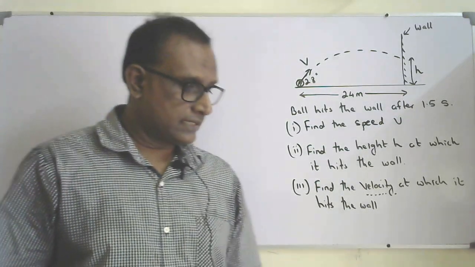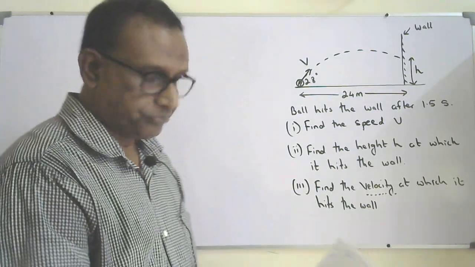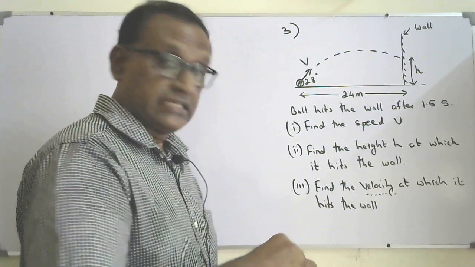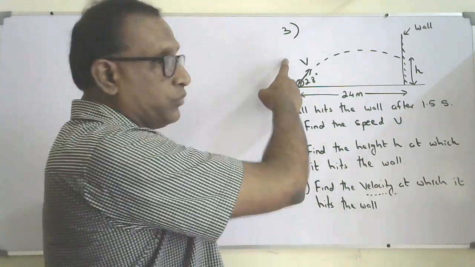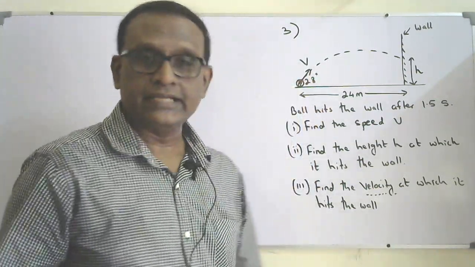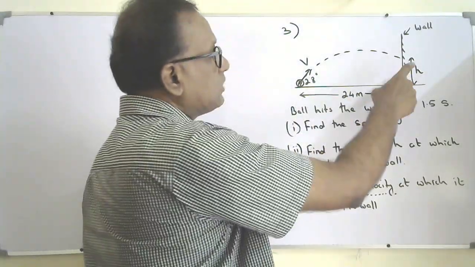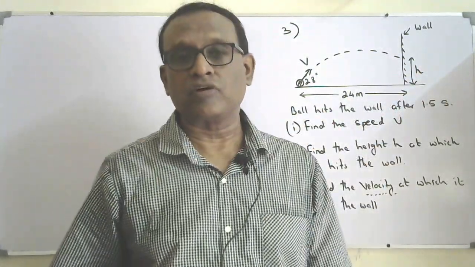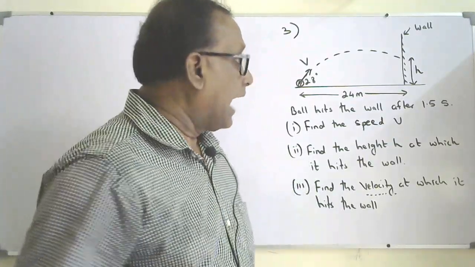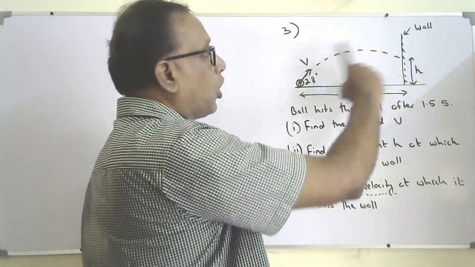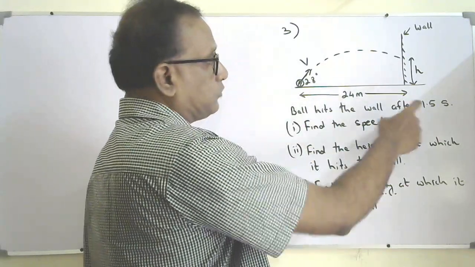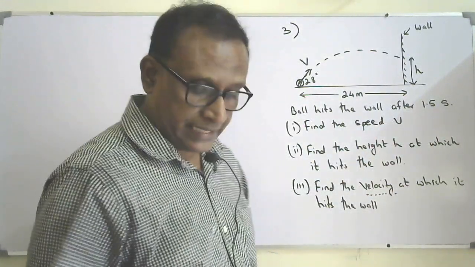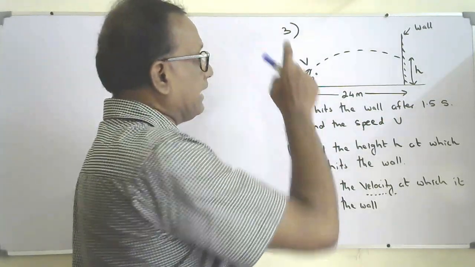Okay, so this is the third question. A ball is kicked from the ground at a velocity v at an angle of 28 degrees to the horizontal. It hits the wall at a height h, which is 24 meters away from the initial point, and the total time taken by the ball to reach the wall from the initial point is 1.5 seconds. First part, find the speed v.